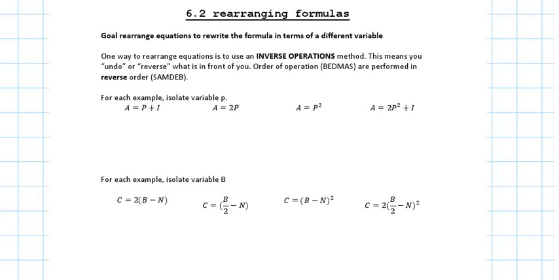Okay, so one way to rearrange equations is to use an inverse operation. Right, so remember the inverse operations: positive is negative, multiplication is division, and what's the opposite of square? Square root. What's the opposite of cube? Cube root, right? So if you are moving something from one side of the equality to the other, you're going to have to do what we call the opposite operation, right? And then you're going to have to follow the reverse order of BEDMAS.